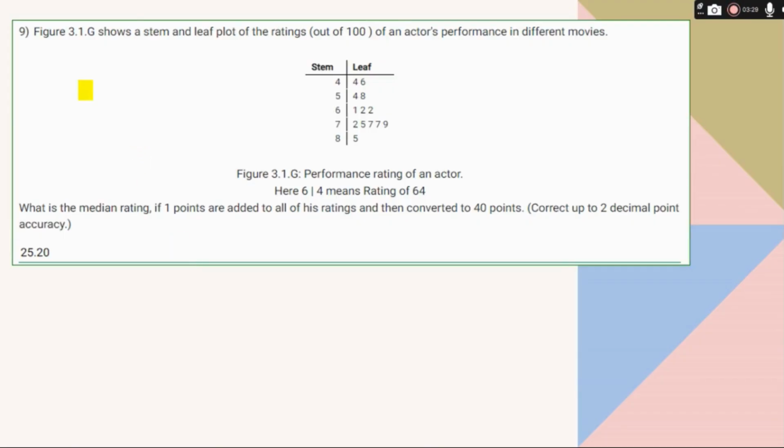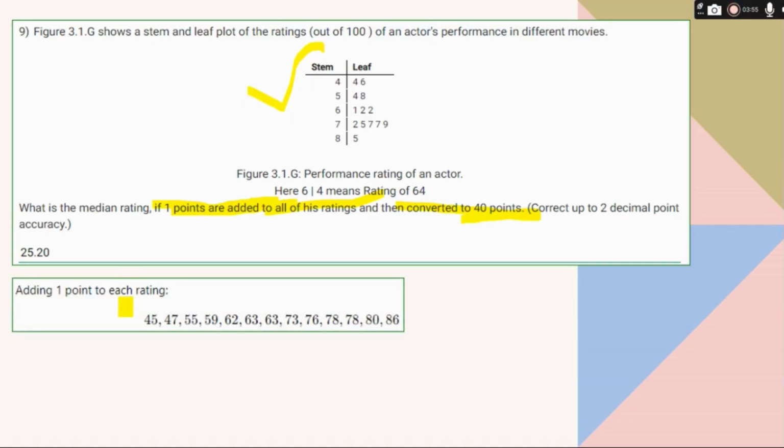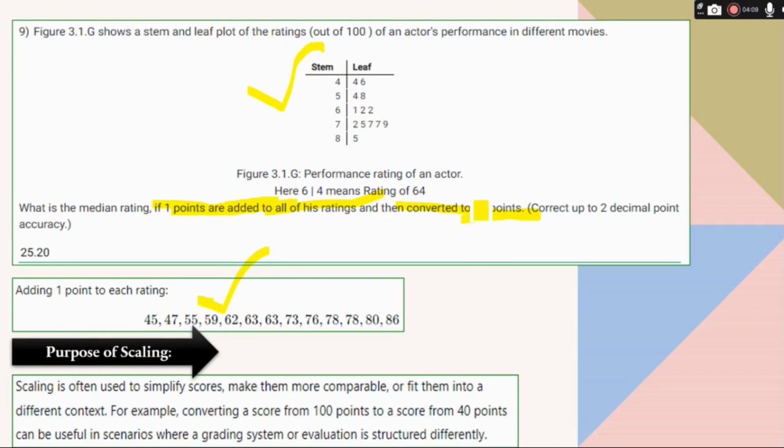Now the ninth question. We are given a stem and leaf plot in this question. We have to find the median, and this is also important, if 1 point is added to all of these ratings and then converted to 40 points. So let's see. Firstly, we will add 1 point to each rating, then we will get a new data set like this. Now, the purpose of scaling. Scaling basically means that we convert it to 40 points. You can read this.